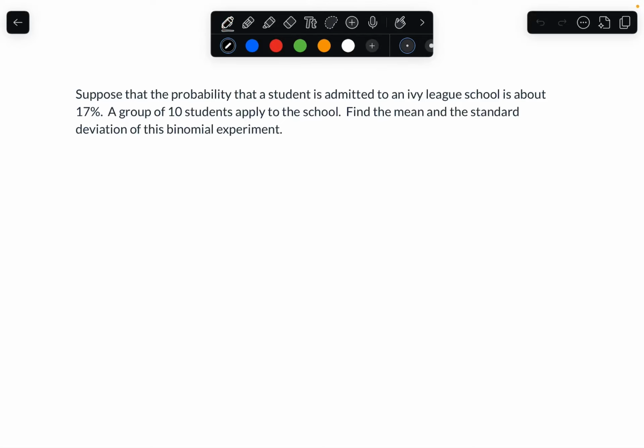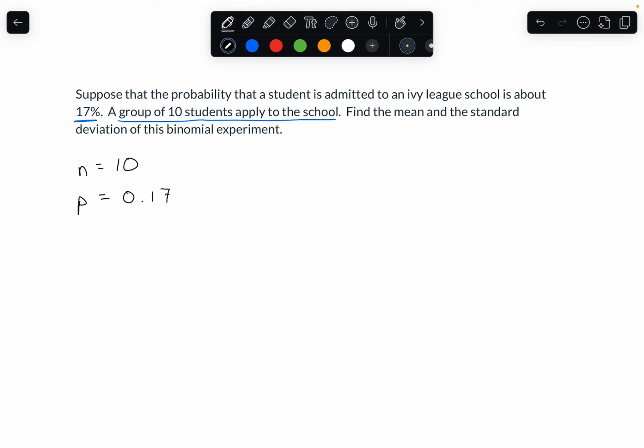In the last video for this section, we're going to take just a little bit of time to talk about the mean and the standard deviation of a binomial experiment. So working with the same problem that we've seen in the last couple of videos, we've got a student admitted to an Ivy League school is about 17%, and we've got our group of 10 students that apply to the school. So we have, in this case, n equals 10 is our number of trials, and the probability of success p is 0.17.